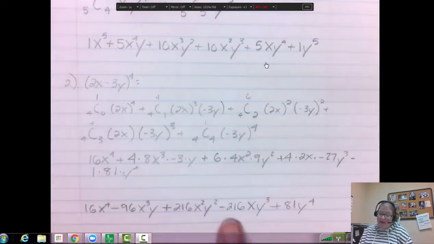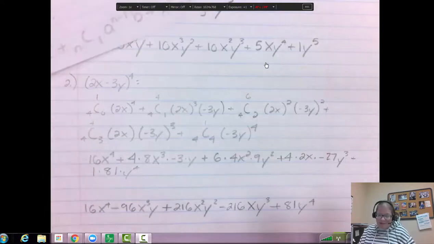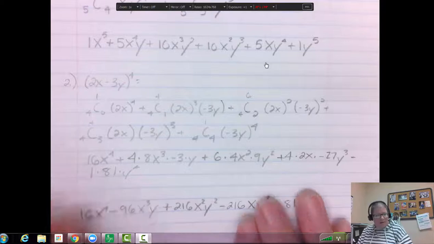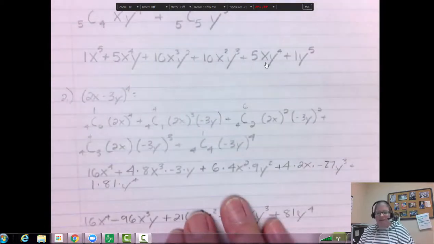You could follow the pattern and just calculate out that one. You wouldn't have to do all the calculations out. These are long, and I do know that. But that is how you use the Pascal's triangle with the binomial theorem.